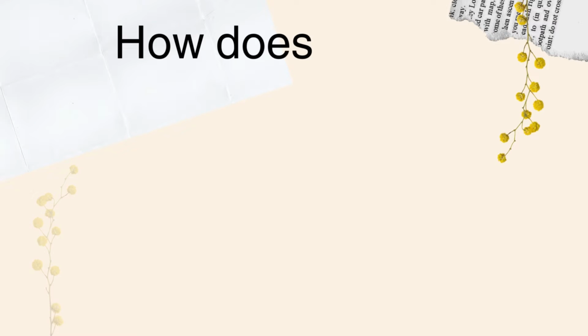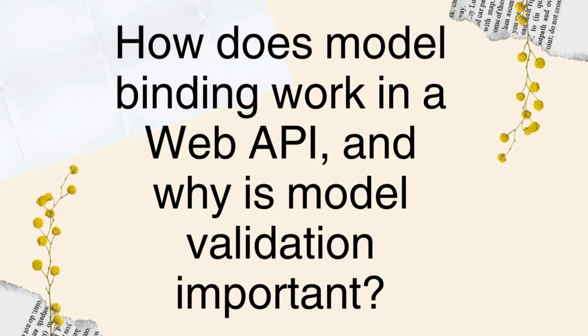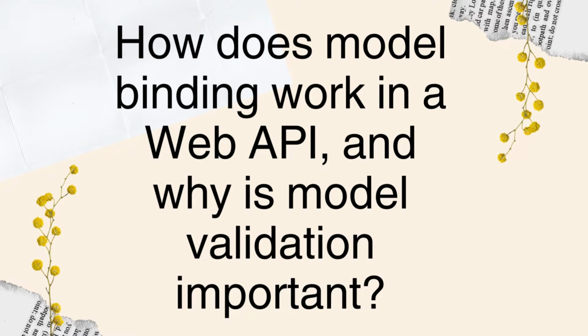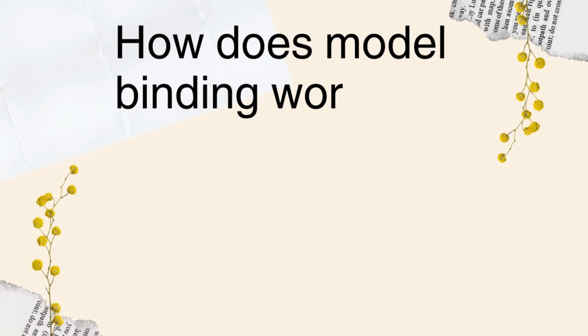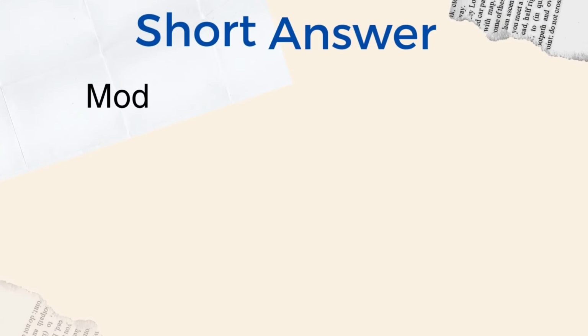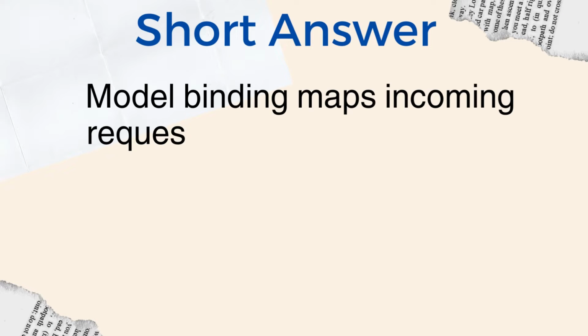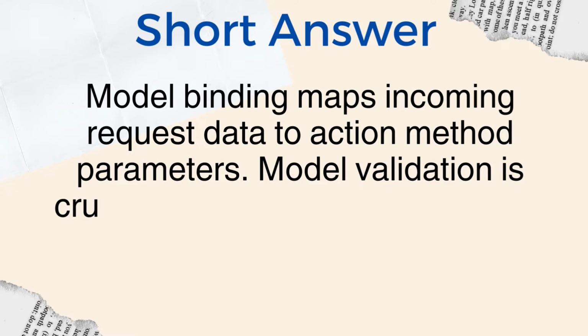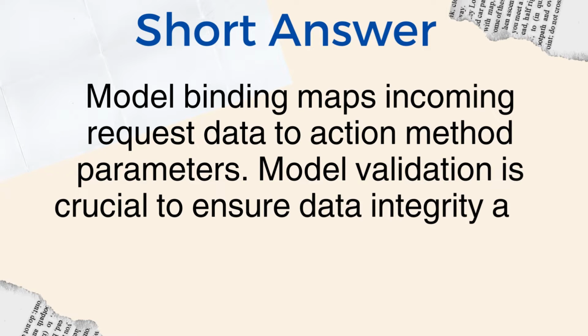Now the next question is, how does model binding work in web API and why is model validation important? So first of all, what is model binding? What is a model? Let's take an example of this. Let's see first the short answer, then I'll explain. The short answer is, model binding maps incoming request data to action method parameters. Model validation is crucial to ensure data integrity and security. That's the short answer you can give.